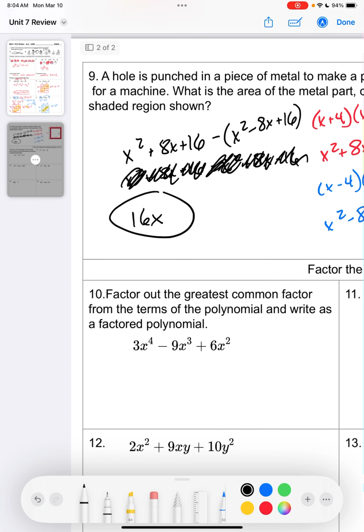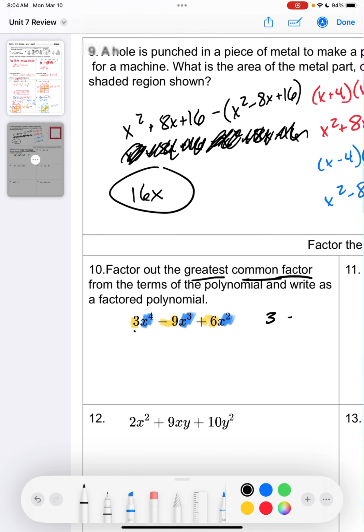Number 10, factor out the GCF and write as a factored polynomial. So again, I'm going to look at two pieces here. I'm first looking at numbers and then at variables. So from a number, I have 3, -9, and 6. Greatest common factor, I always look at the smallest number and does 3 go into -9 and into 6, and sure enough it does. So I'm going to factor 3 out.